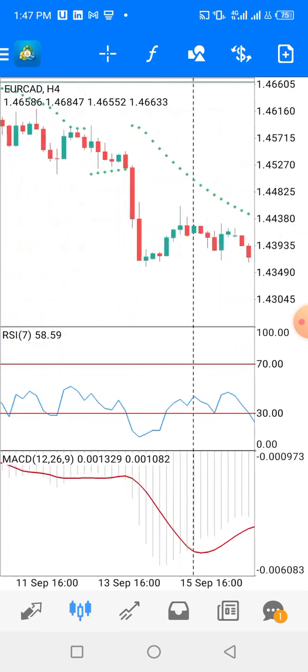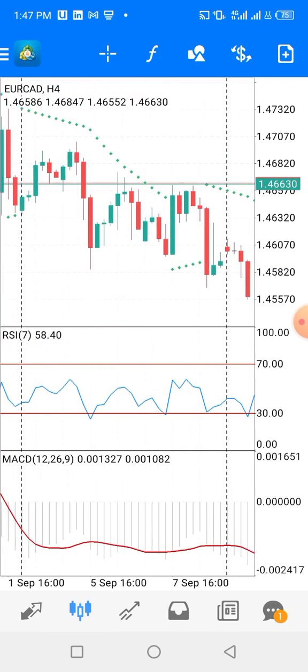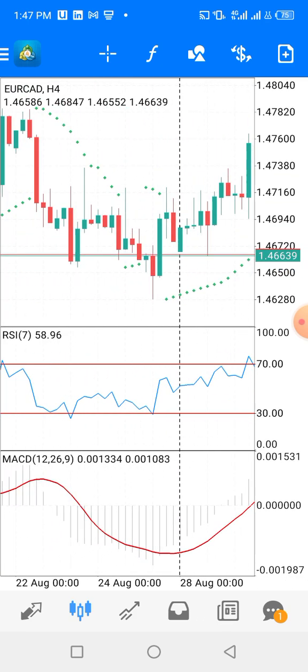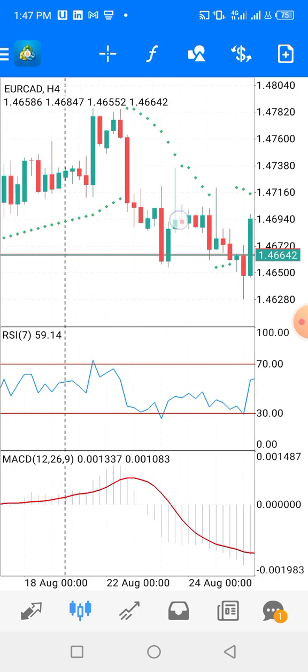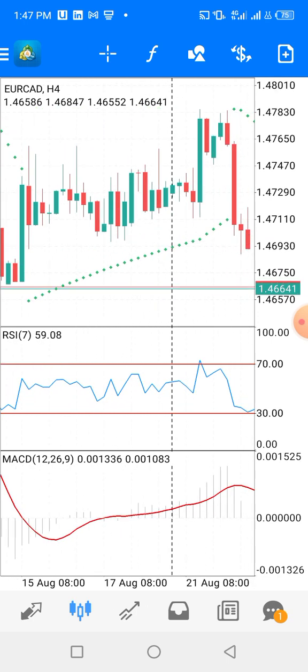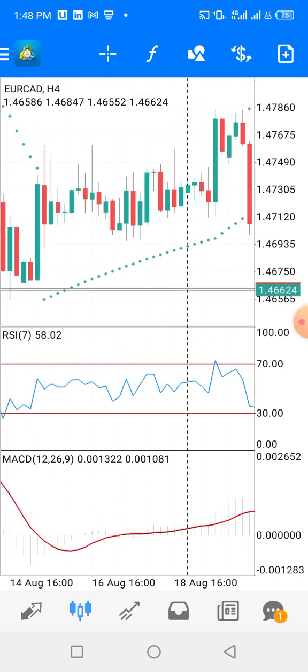Let's look at this side. You see this side, it's very beautiful. But it's not like that in real time. In real time, you have a very big problem with it. Because with Parabolic Sar, the market must always trend.